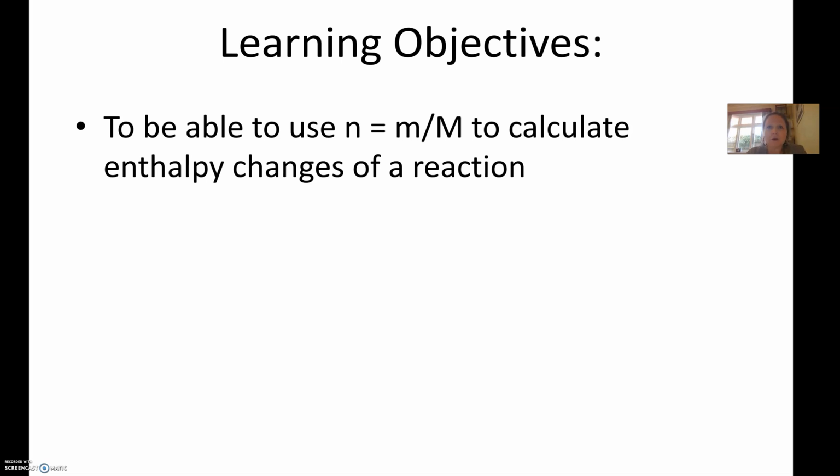Hey Level 2s, and welcome back to 2.4 Atomic Structure and Bonding and Thermodynamics. This lesson is lesson 10, and our learning objective today is to use this equation here to calculate enthalpy changes of a reaction.